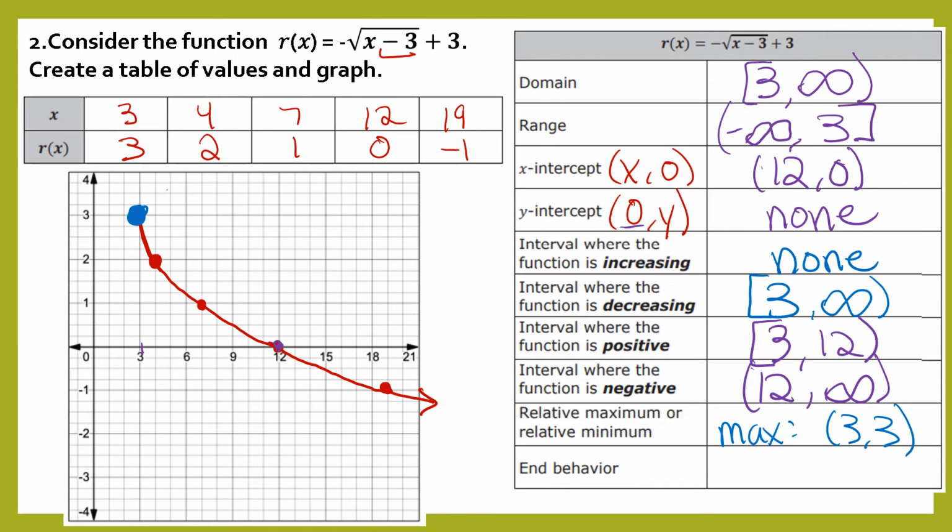All right, and then for the end behavior, we're going to use the two ends of the graph. So just like from the last one, our two ends of our domain, so the positive infinity and the 3. So as x goes to positive infinity, we want to figure out what the y's are doing. And then as x goes to 3, we want to figure out what the y's are doing.